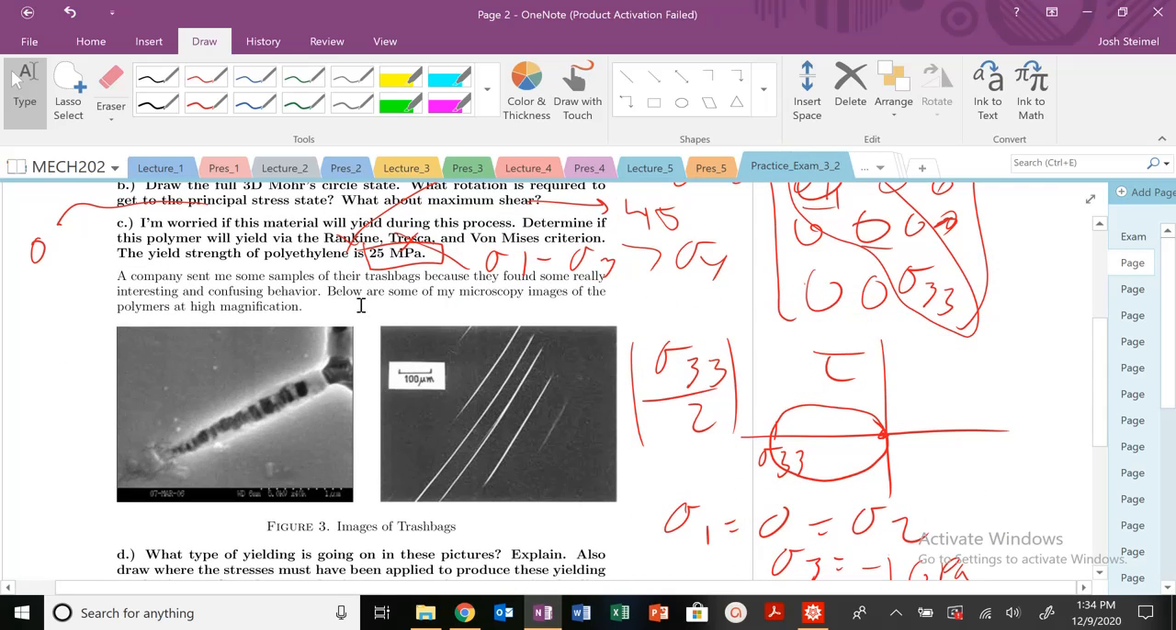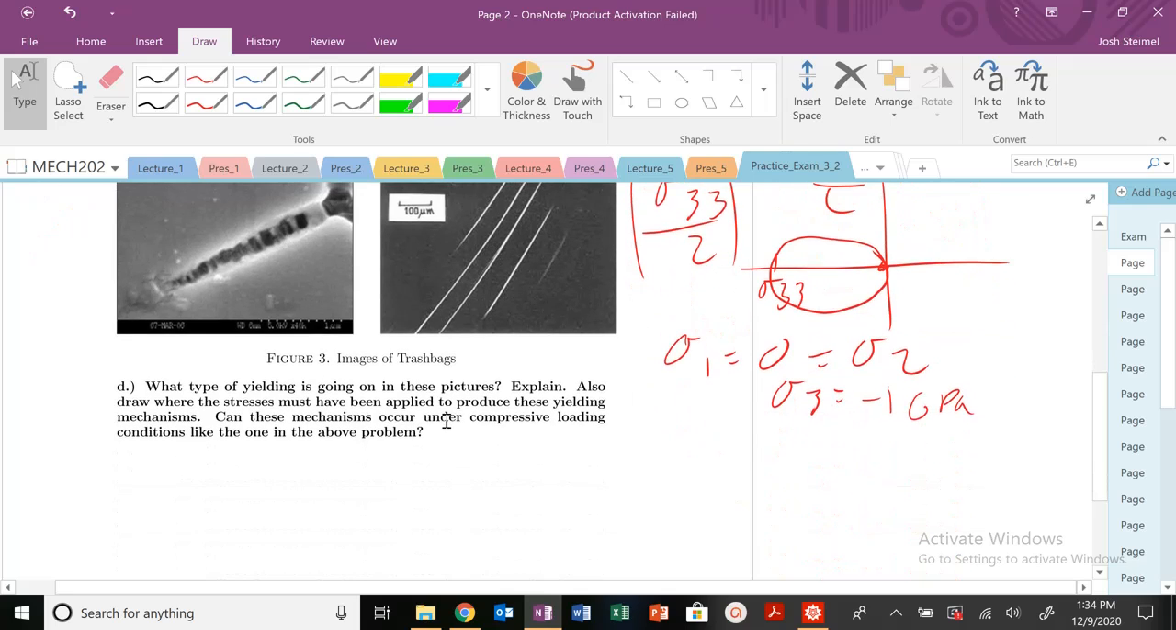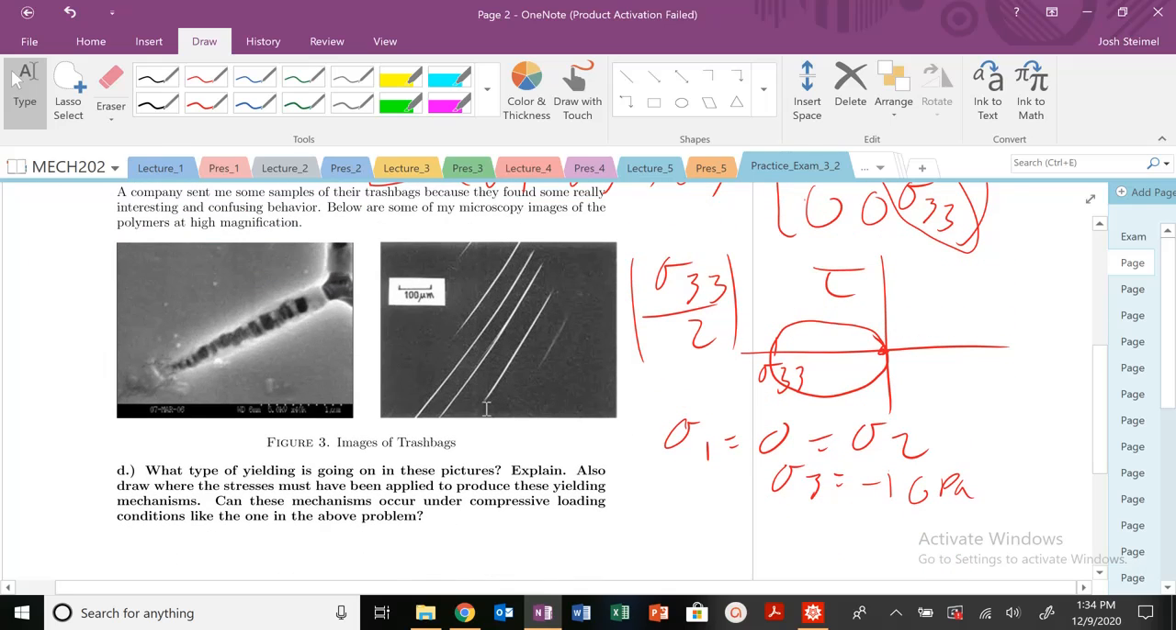Excellent. So someone gave me some samples of the trash bags. They found some really interesting and confusing behavior. Here are some pictures. What's the type of yielding that's going on in these pictures? Explain, and draw where the stress may have been applied to produce these yielding mechanisms. So we know here this is crazing, and then we know here that this is going to be shear banding.